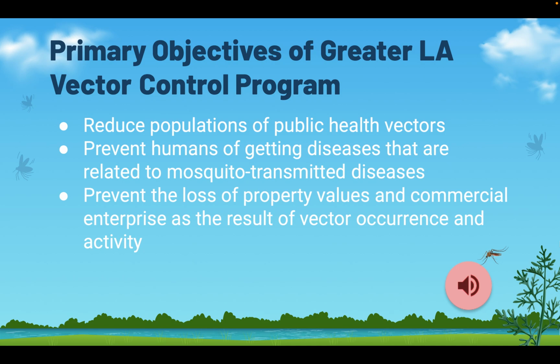Hi everyone, Nayeli again. The primary objectives of the Greater LA Vector Control Program is the next slide that I will be talking about. So their primary objectives are first to reduce populations of public health vectors. Second, prevent humans from getting diseases that are related to mosquito-transmitted diseases. And lastly, to prevent the loss of property values and commercial enterprise as a result of vector occurrence and activity.